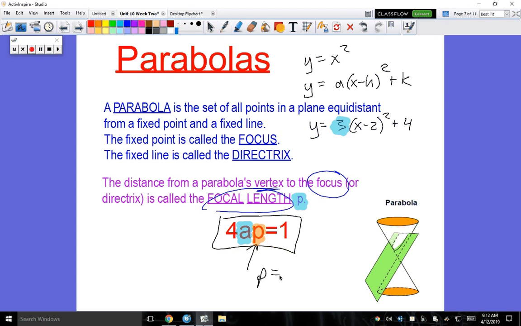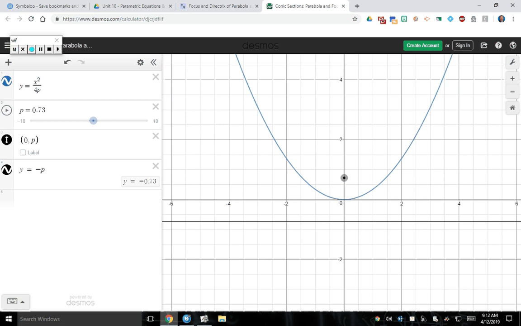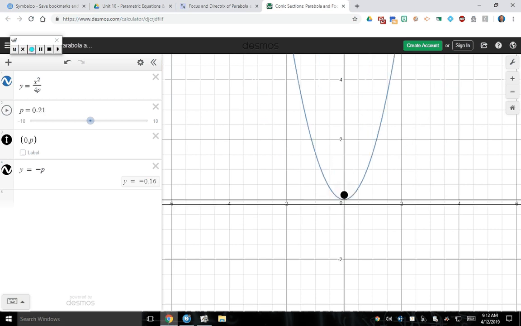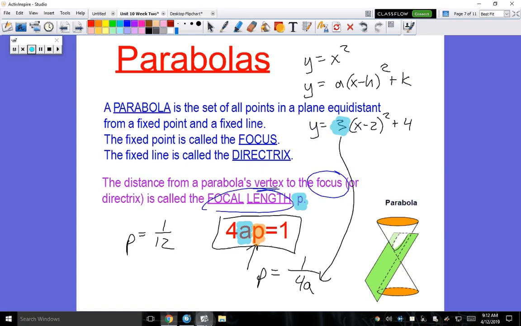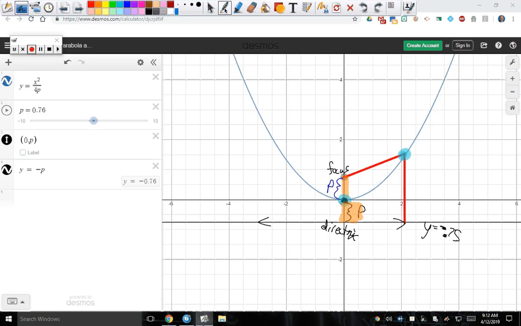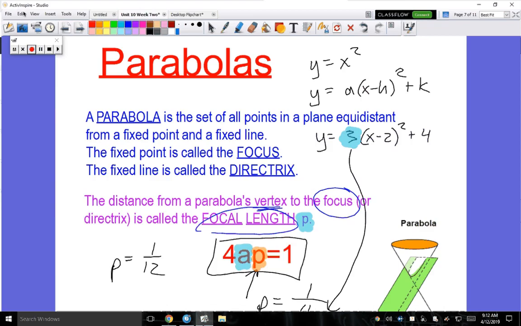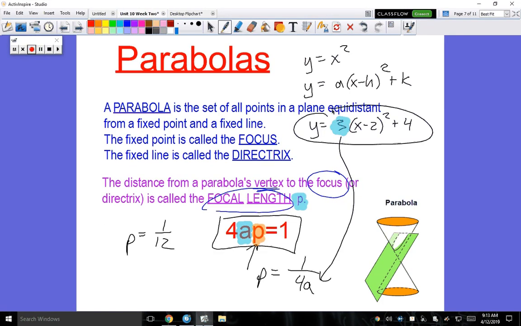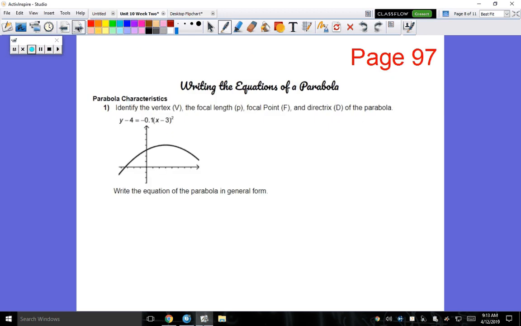So you could, if you want, say p is equal to 1 over 4a. So we would put the 3 here. We'd have p is equal to 1/12. So on our graph over here, this distance between the point and the vertex that we said was p over here would in fact be 1/12, if and only if the case scenario as far as my example problem here was true. Okay, so it'd be 1/12, and so on and so forth. We're going to do more examples with that.